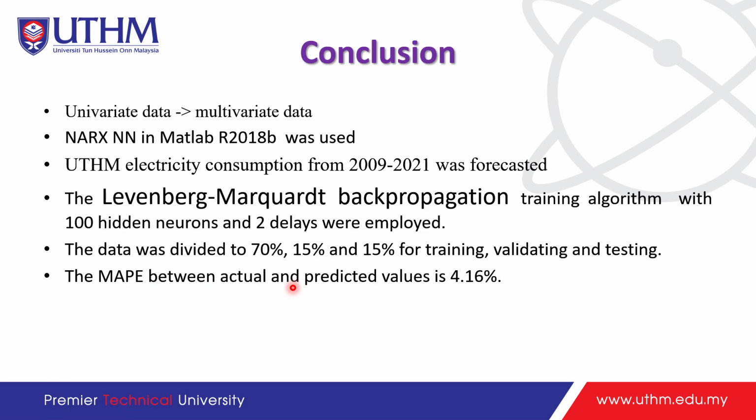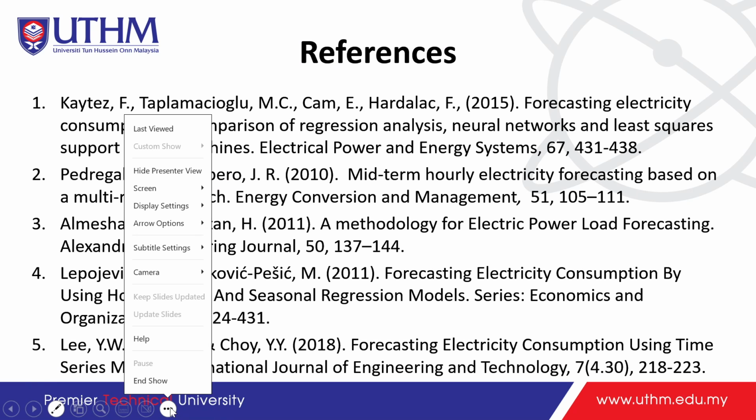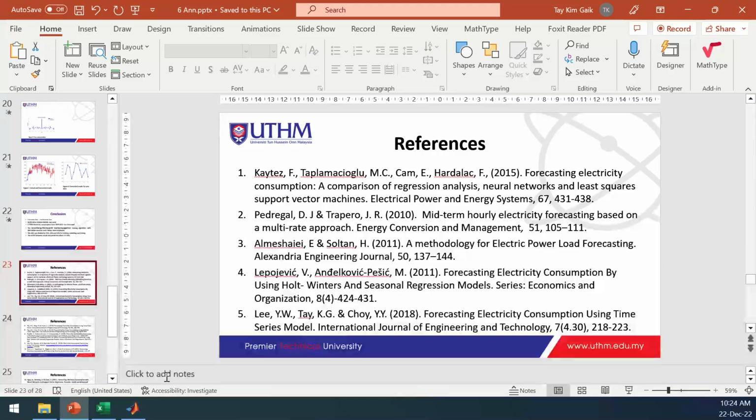The MAPE between actual and predicted value is 4.16%. These are the references used. Then I will show you some hands-on.